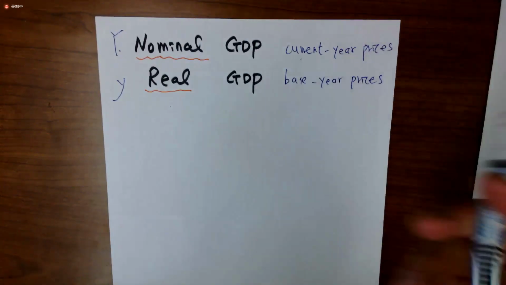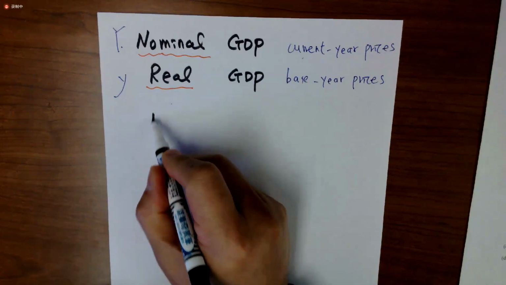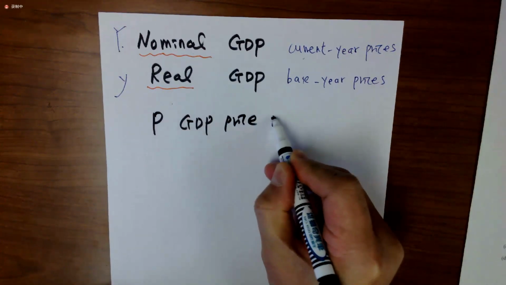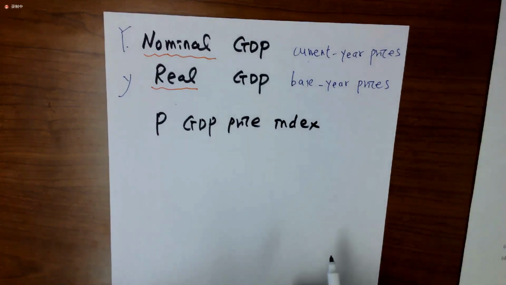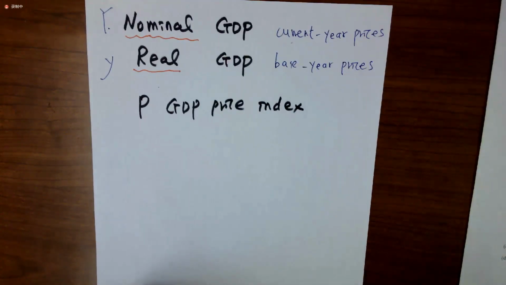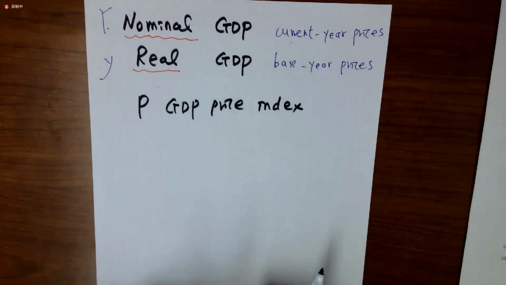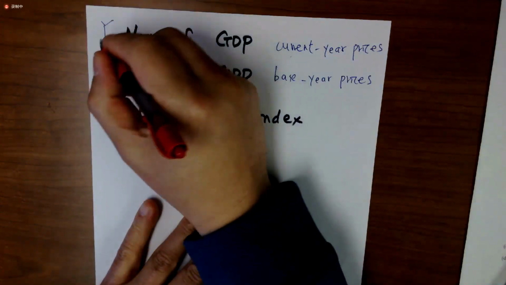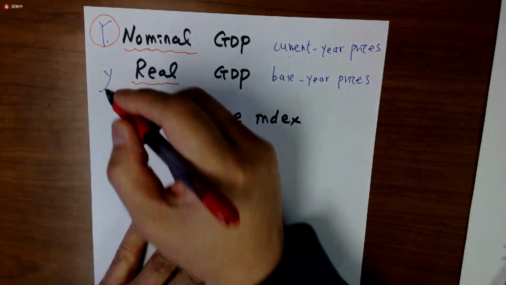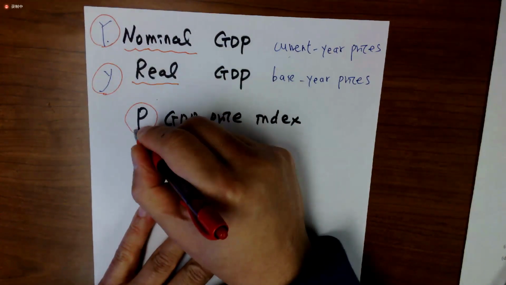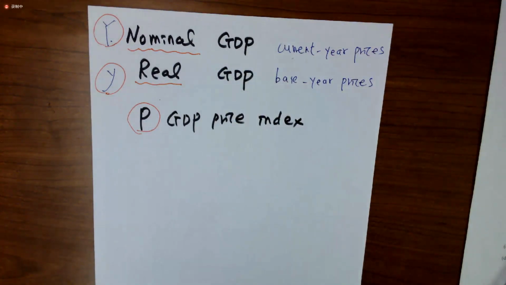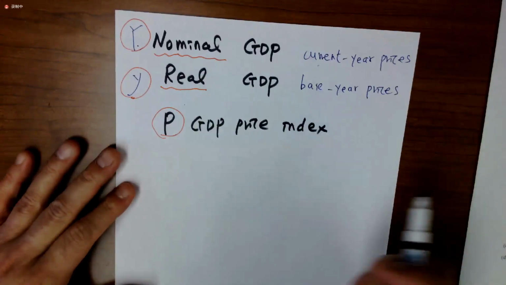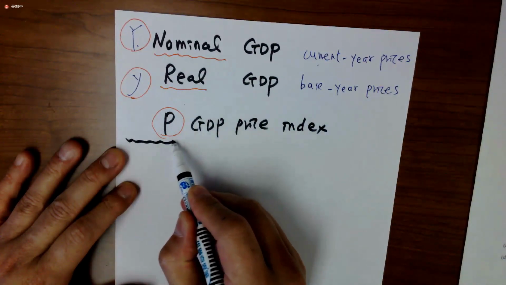And then, we have the GDP price index to give us a single aggregate price measure for the economy as a whole. Okay? So you have three notations, capital Y, little y, and P to characterize how a macro economy operates at the most basic level.